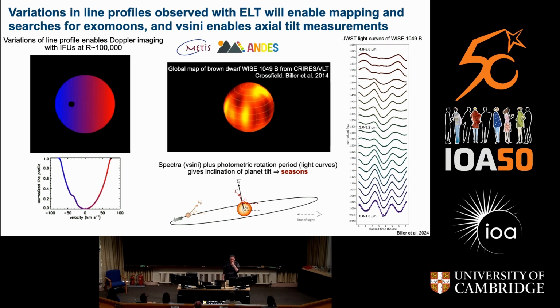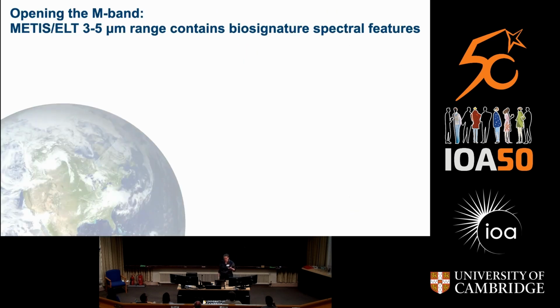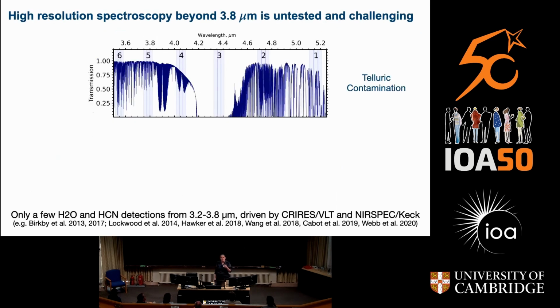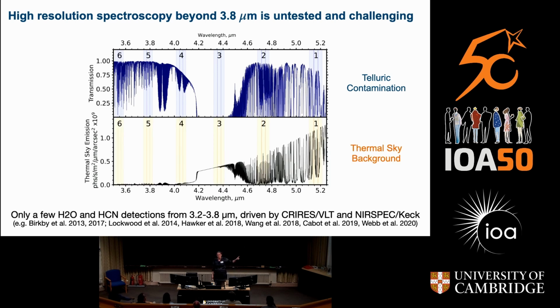Okay, so I've mentioned METIS on here. METIS actually works in the 3 to 5 micron range, which contains lots of biosignatures, particularly at high resolution. There's a huge amount of information here. But to date, it hasn't actually been shown that we can use this method here. And there's 2 reasons for that. One is that the telluric contamination, as you go beyond about 3.5 microns, becomes very strong. And secondly, and most importantly, the sky background jumps up. We want to be photon dominated, but the sky background can reduce our sensitivity.